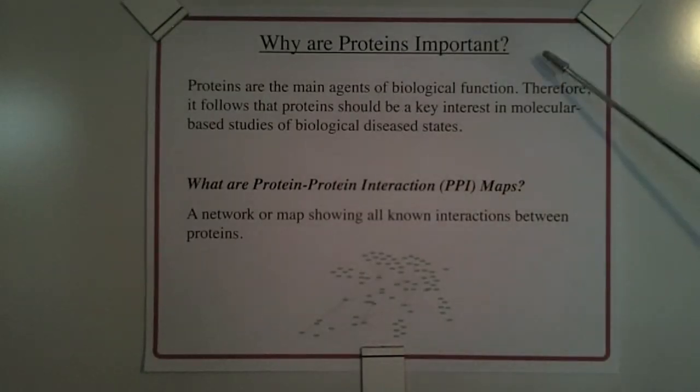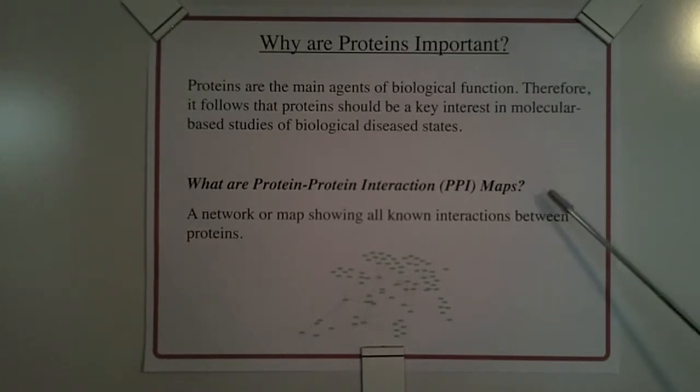Why are proteins important? Well, as explained in my previous video on bioinformatics and computational biology, proteins are the main agents of biological function. Therefore, it follows that proteins should be a key interest in molecular-based studies of biological disease states. What are protein-to-protein interaction or PPI maps? Well, a PPI map is simply a network map showing all known interactions between proteins. This is an example of what one may look like.